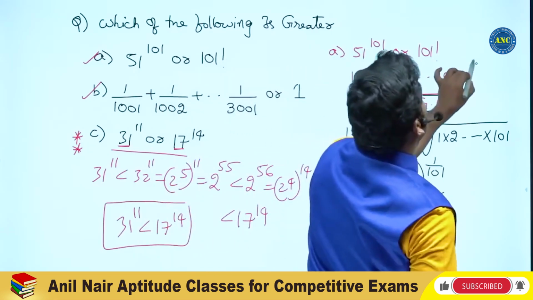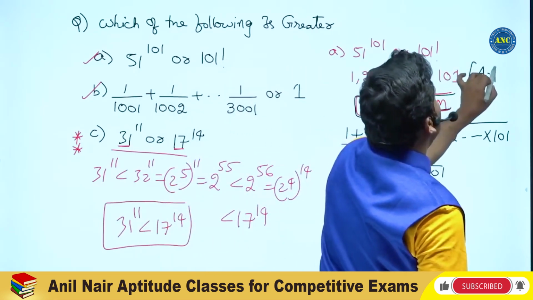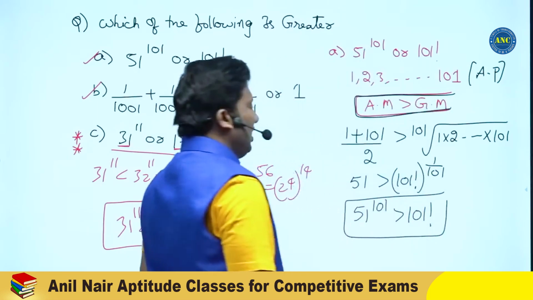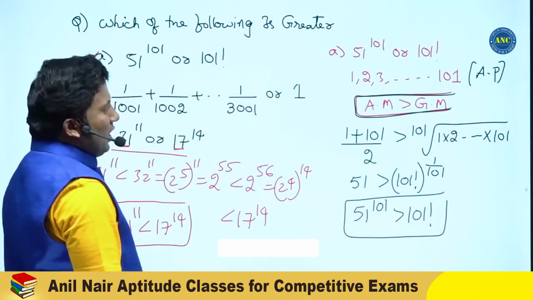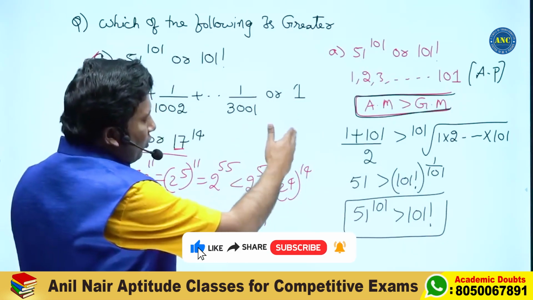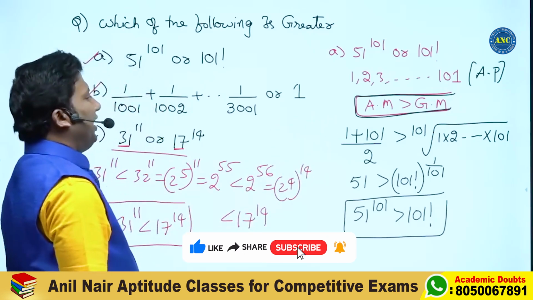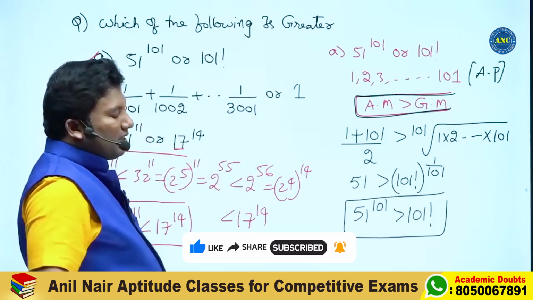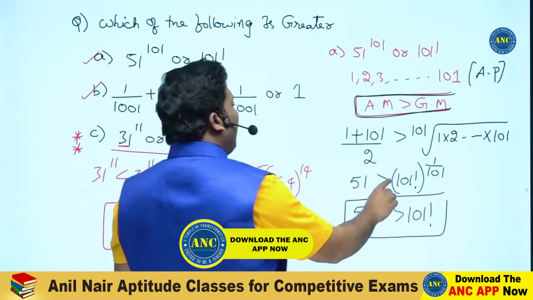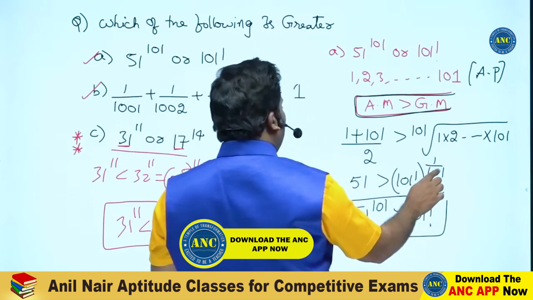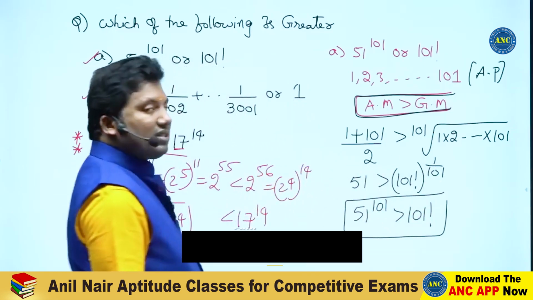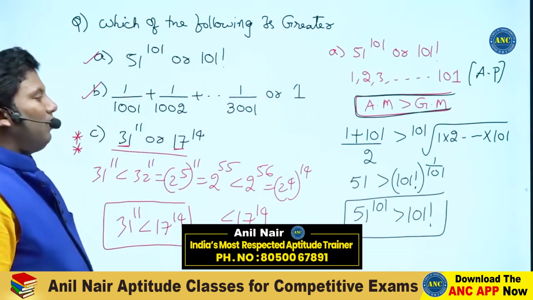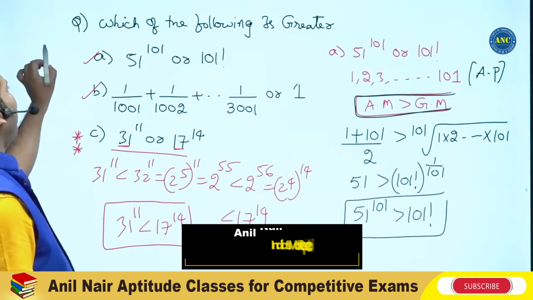So the series is in AP. Why? Because the difference between the terms is constant. 1 plus 101 by 2 is greater than the 101th root of 1 into 2 till 101. So 51 is greater than the product of all the natural numbers from 1 to 101, which is 101 factorial, power 1 by 101. If it comes to the left hand side, 51 power 101 is greater than 101 factorial.